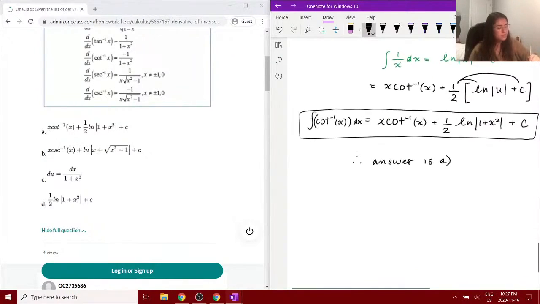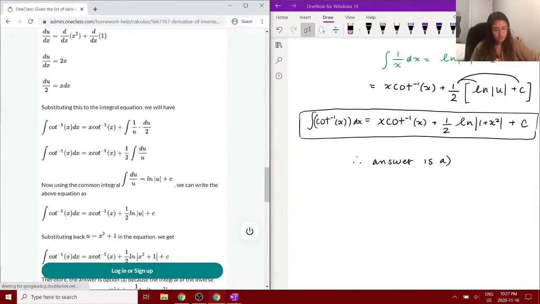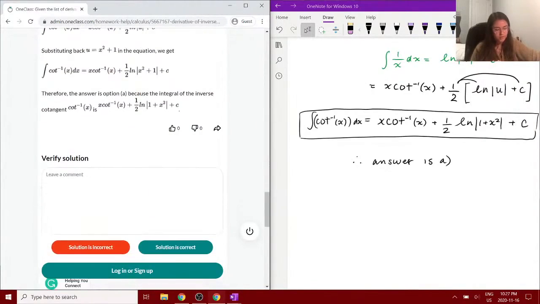All right, that's all for that question. Going through their solution, we've got the same thing. We can say correct solution, and move on to the next question.